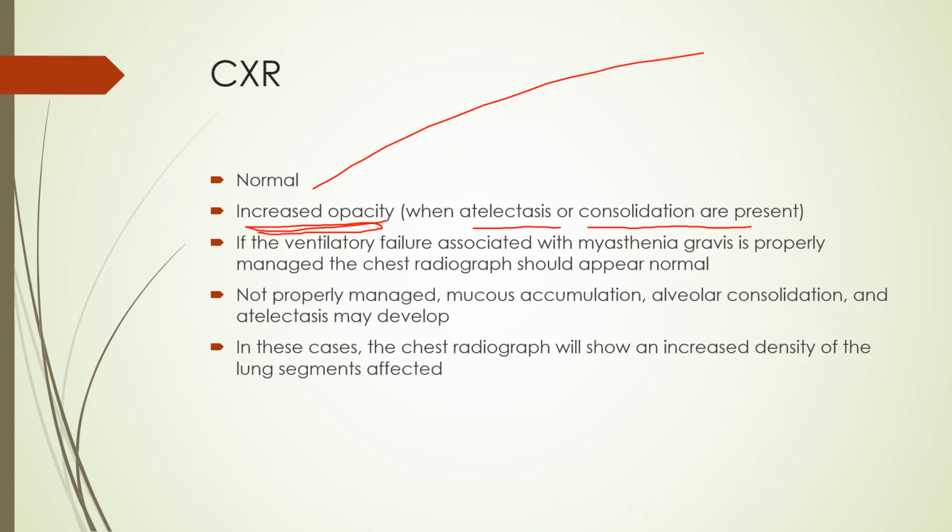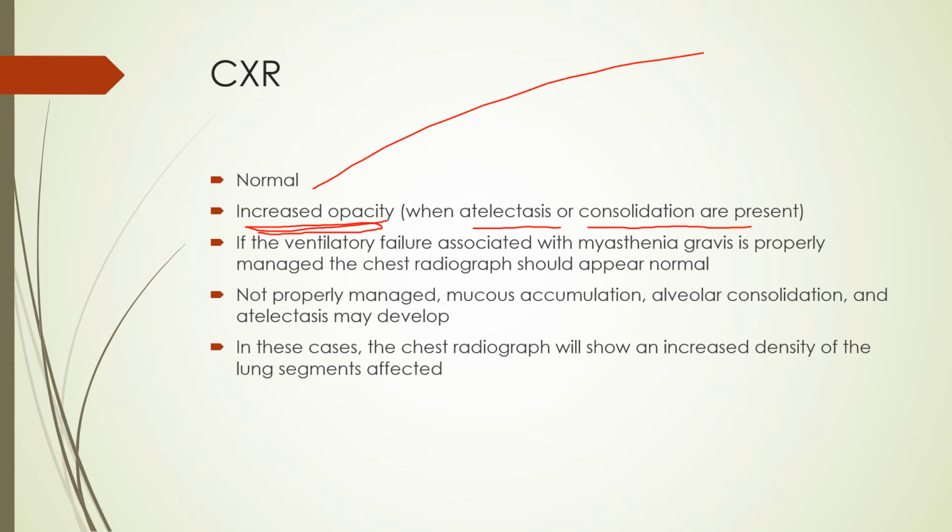One of the things that we could see is the continuation of a normal X-ray if we're properly managing this patient. In other words, we're giving them volume expansion therapy. We're giving them airway clearance therapy. And their diaphragm might be affected, yes. But if their X-ray is normal, that means we're doing our job. That means we're doing good airway clearance therapy and good volume expansion therapy. So you want a normal X-ray, of course, with this.